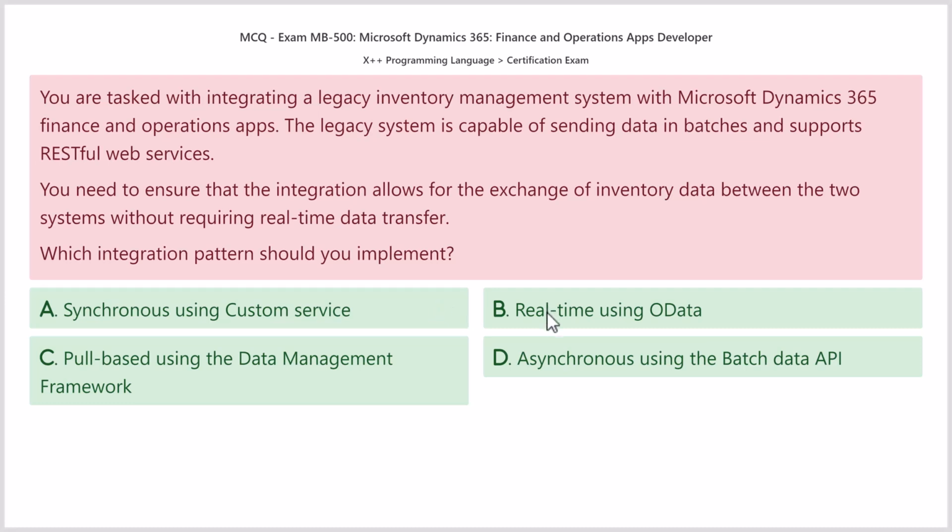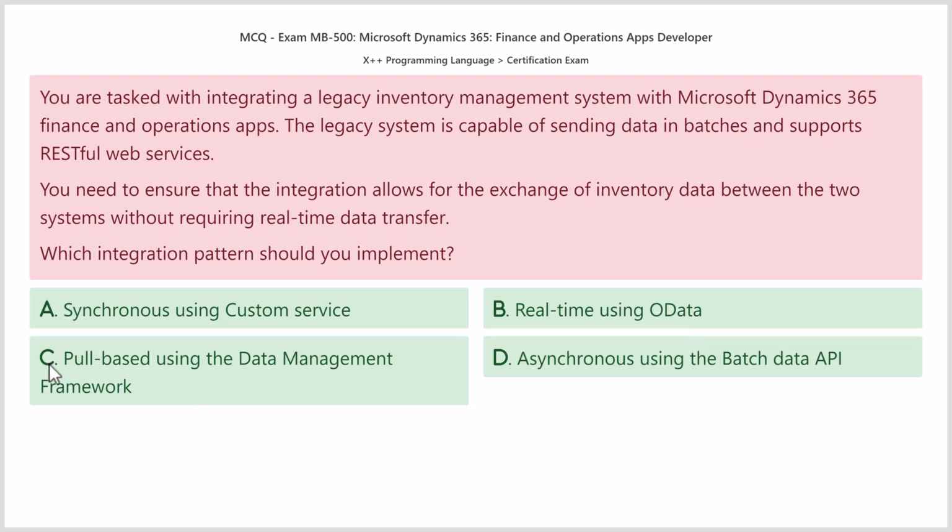Why will we not select real time using OData? Because real time using OData requires real-time communication, which we don't require in this scenario. Also, real time using OData is good for lightweight integrations like UI or CRUD operations, that is insert, update, delete operations. For that, real time and OData is a very good choice. But it is not optimized for high-volume batch data transfer. So that is why we will not select option B.